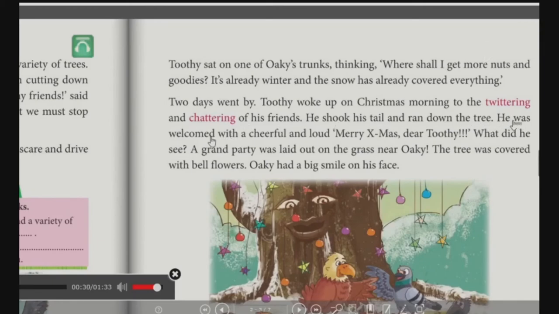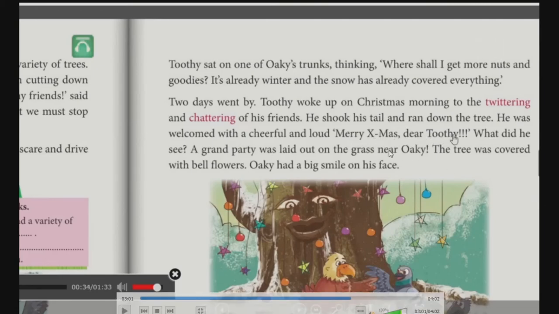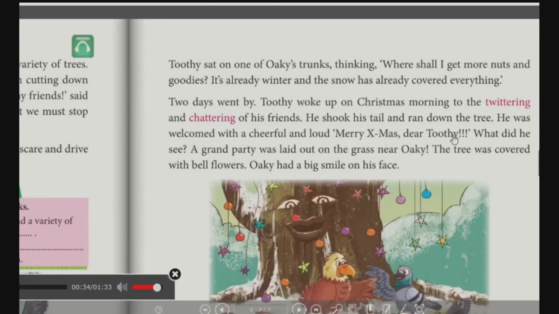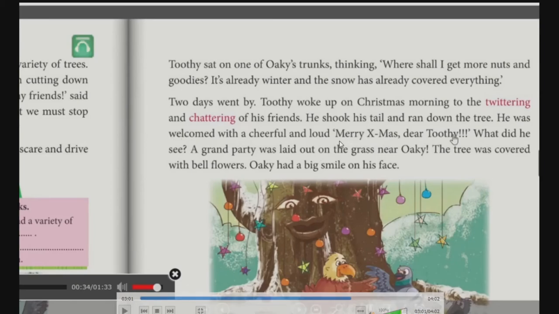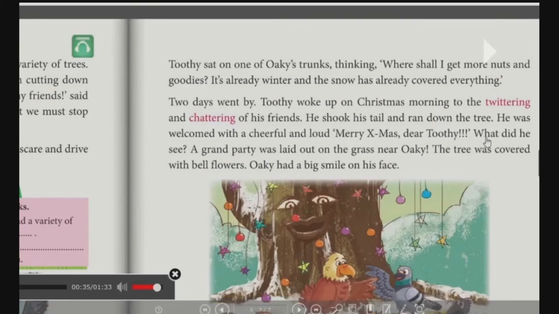He was welcomed with a cheerful and loud Merry Xmas, dear Toothy. Merry Xmas also means Merry Christmas. Cheerful means in a very happy way. He was welcomed. And who cheered and who said this thing? All his friends. What did he see?